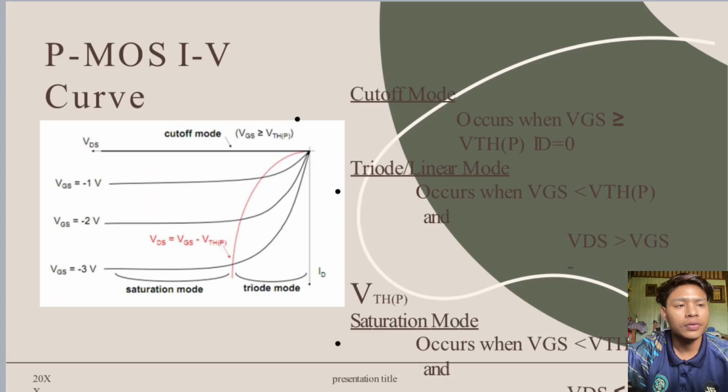PMOS IV curve. Cut-off mode occurs when VGS > VTH, ID equal to 0. Triode linear mode occurs when VGS < VTH and VDS small. Saturation mode occurs when VGS < VTH and VDS larger.